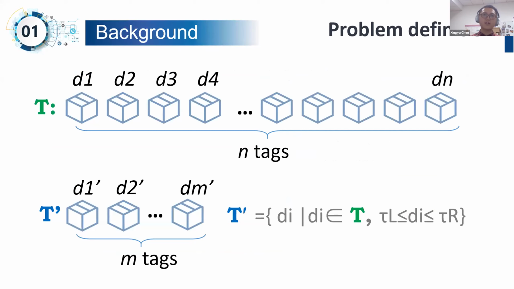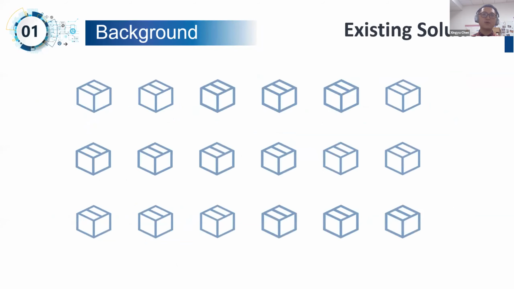Now, formally, we give the definition of the range detection problem. Given a tag set T, which has n tags, we need to find a subset T prime of T that consists of m target tags. The target tag means the tag with data in a certain range. For example, there are 18 tags, and the red tags are the targets.